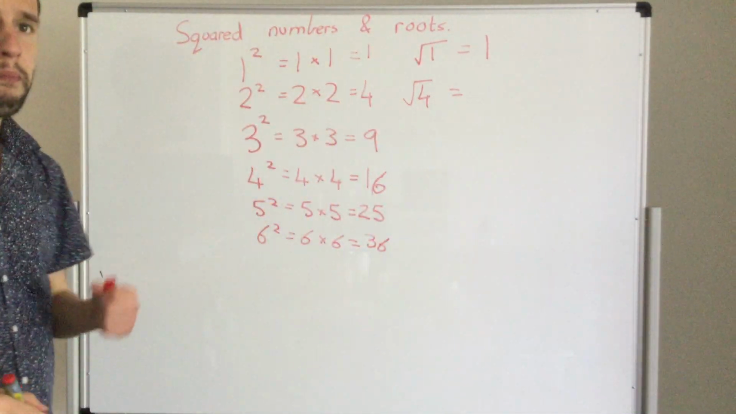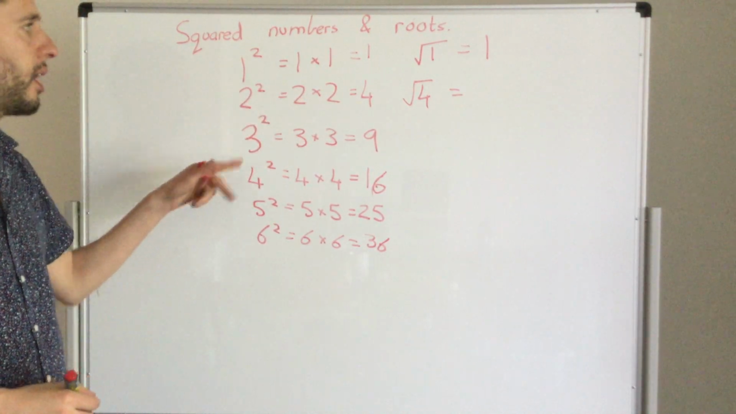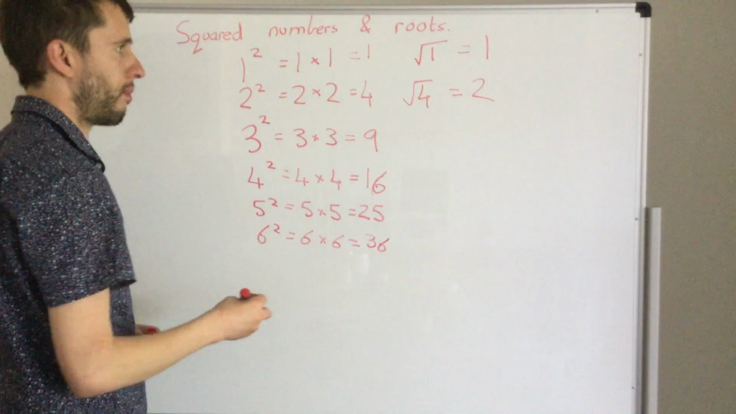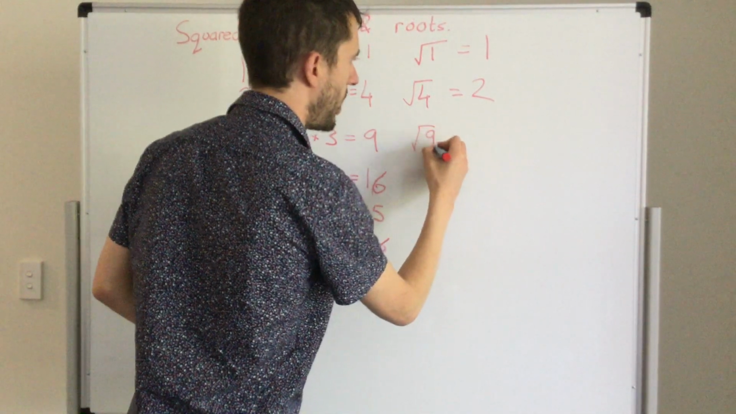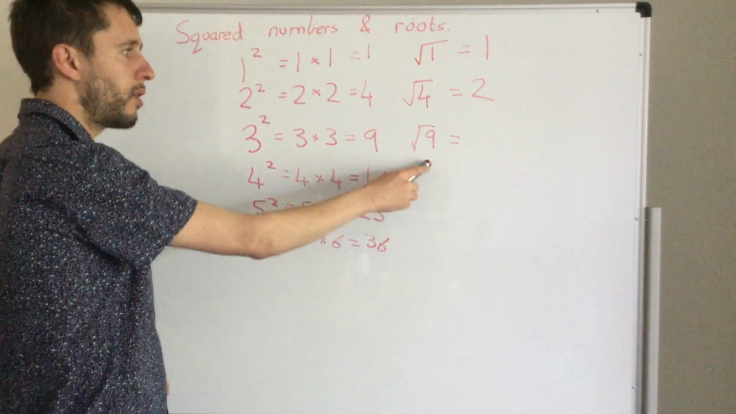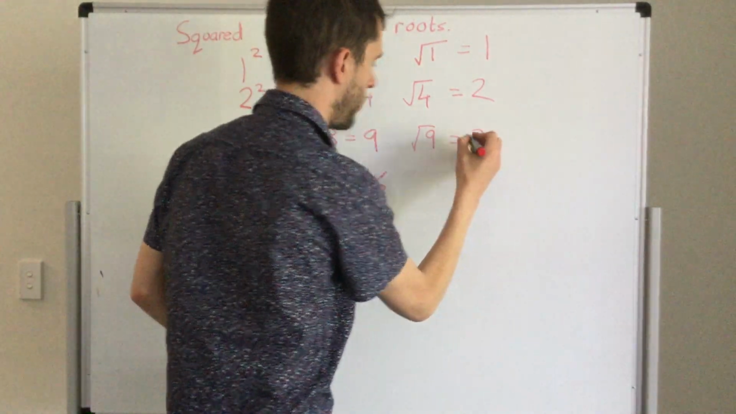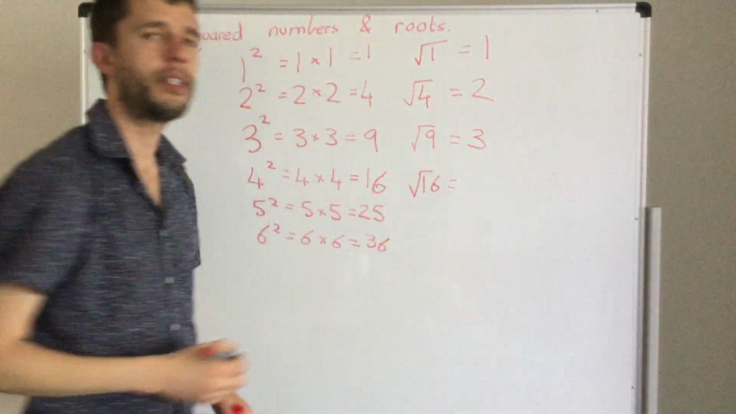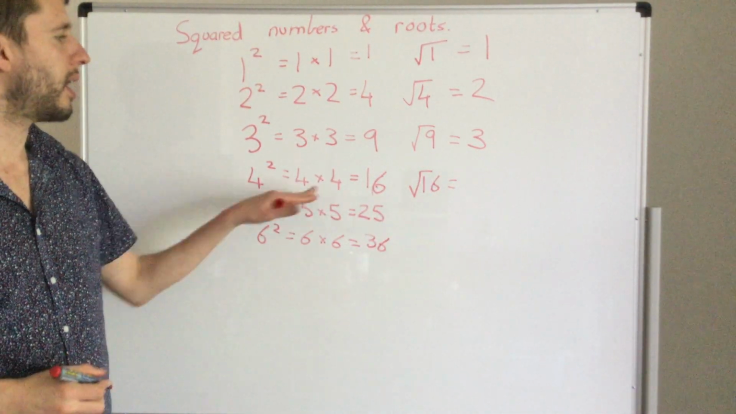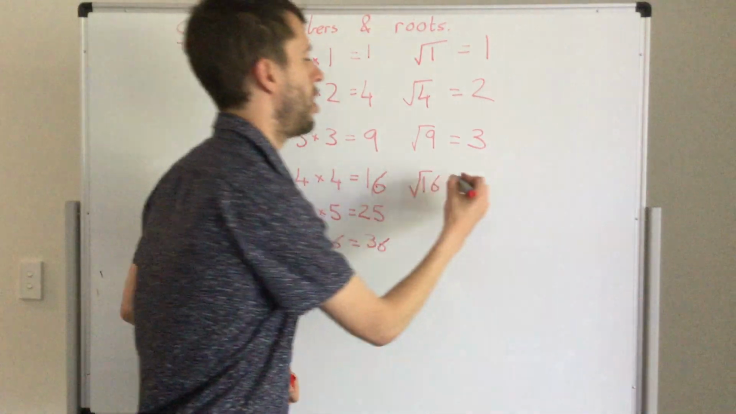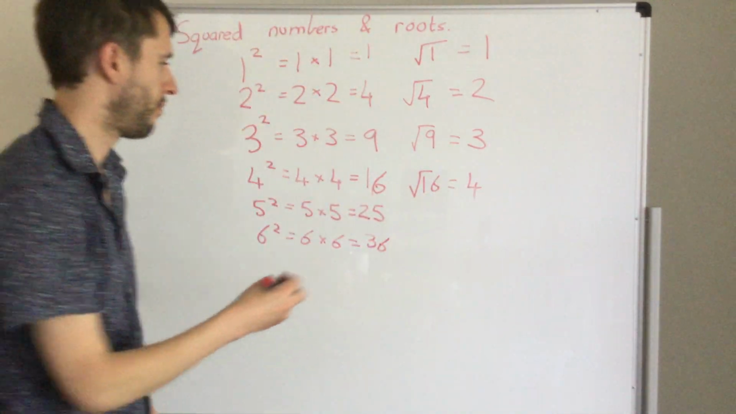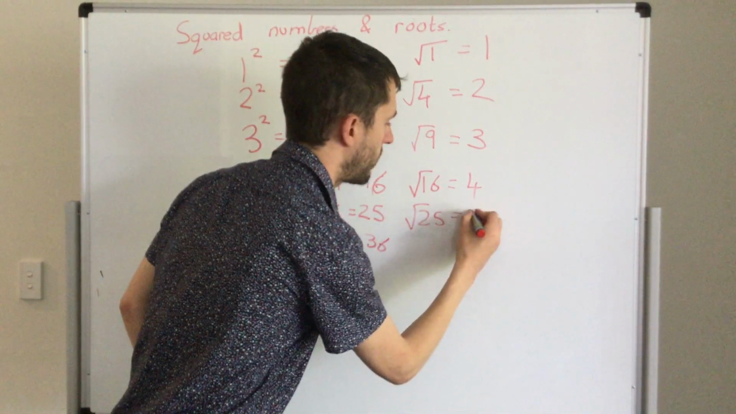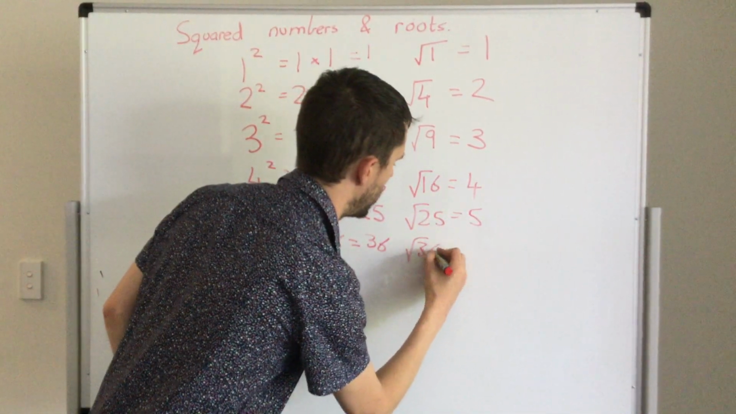2 numbers that must be identical that I times together to equal 4 would be 2. Square root of 9, 2 numbers that I times together to equal 9 would be 3. Same with 16. Square root of 16, 2 identical numbers that I times together to equal 16 is 4. And I can keep on going. The square root of 25 is 5, and the square root of 36 equals 6.